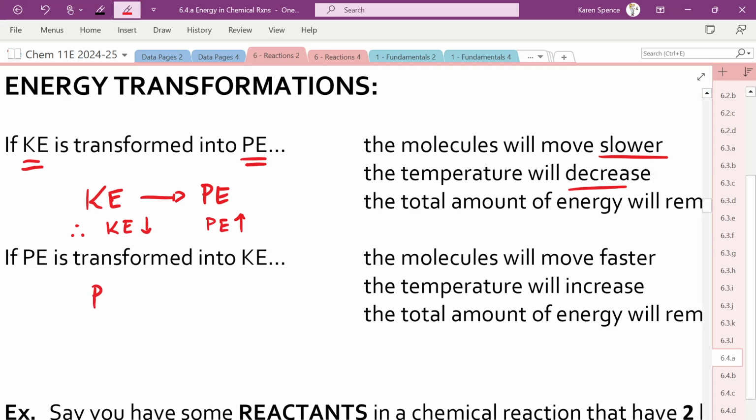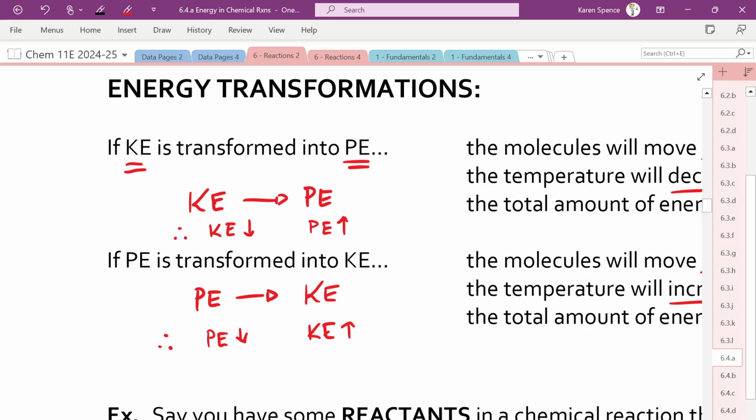Now, what if we take potential energy and we transform it into kinetic energy? The particles are going to move faster. The temperature will increase, and the total amount of energy will remain the same. Okay, so in this case, the potential energy decreases and the kinetic energy increases. Which of these two situations is an endothermic reaction? Which one is exothermic? Have a chat with your neighbor about that.